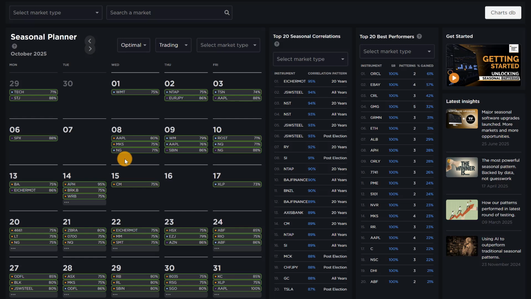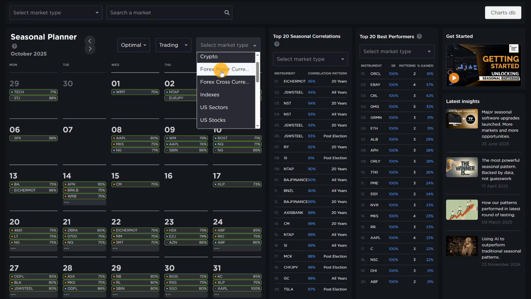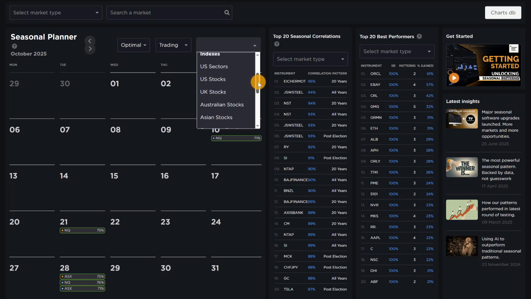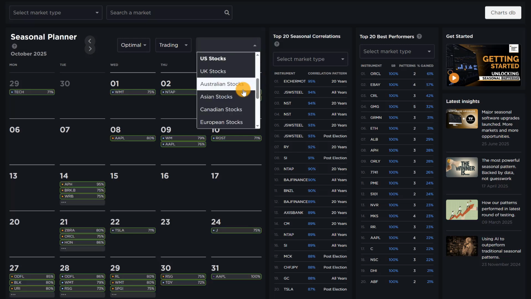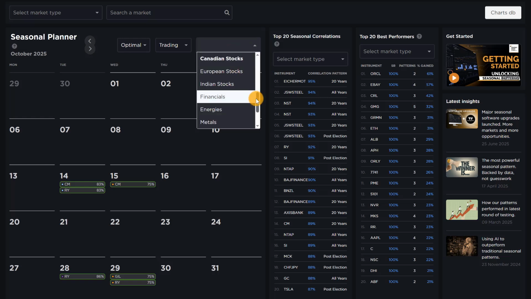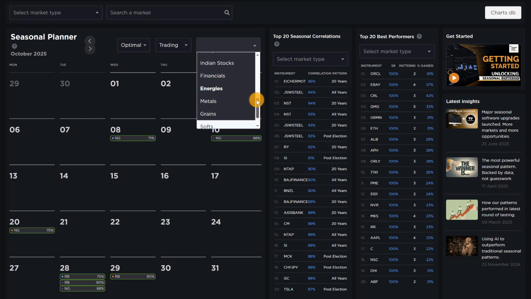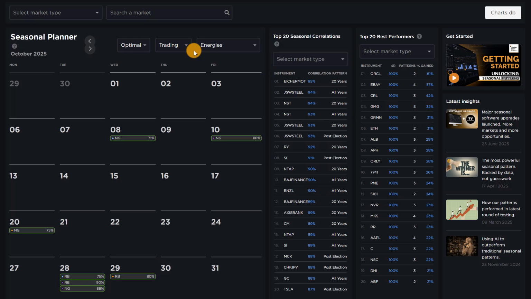The last thing of note with regards to the seasonal planner is if you want to filter by asset class or look for individual markets. By asset class, you can come to the top. By default, it will be all. If you want to come down through and look for major currencies or cross currencies, you can filter by those, by the indices that we follow, whether it's US stocks, UK stocks, Canadian stocks, whatever the market of interest to you, energies, metals, softs, grains, various commodities, all can be filtered to help you get a smaller list and get to the markets you want to find faster.